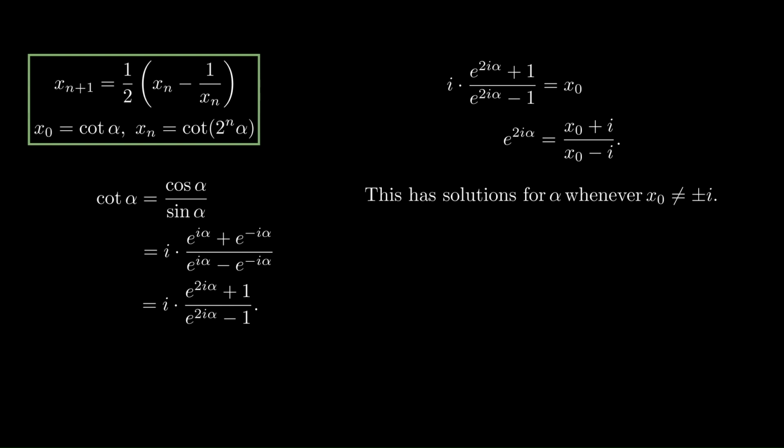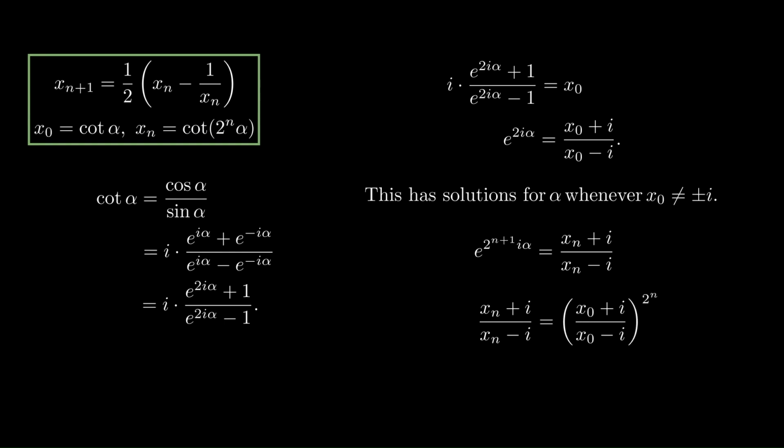Now, if we do the same thing with our formula for xn, we get e^(2^(n+1) iα) = (xn + i)/(xn − i). And if we compare this with the formula for e^(2iα), we find that (xn + i)/(xn − i) equals ((x0 + i)/(x0 − i)) to the 2^n power. Now, this has some interesting geometric interpretations.